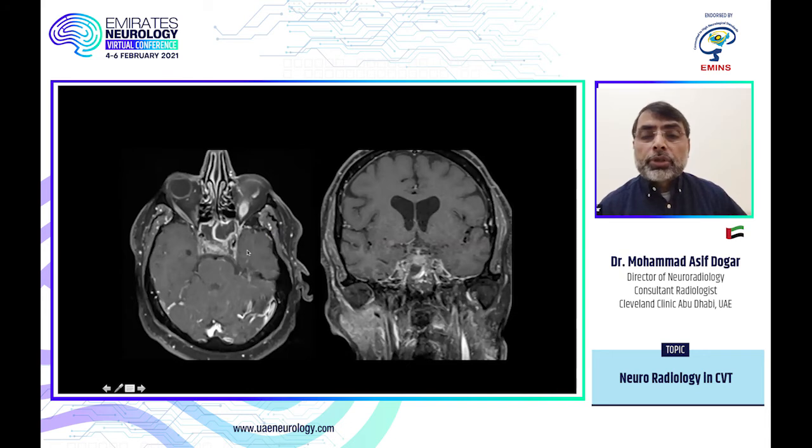So this is a post-contrast image, and now you can see there's this filling defect, this filling defect, this filling defect here, and there are multiple filling defects here. One is the third nerve. So this is a cavernous sinus thrombosis due to sphenoid sinusitis. So whenever you have the classification of sphenoid sinusitis, look at the cavernous sinus.